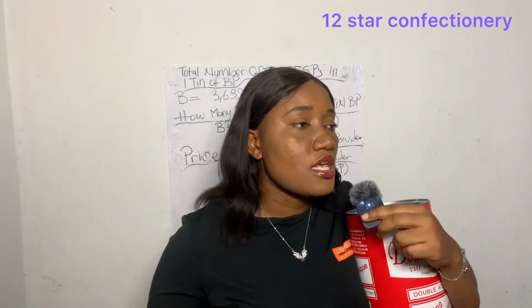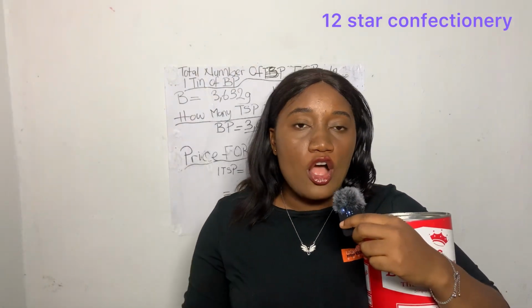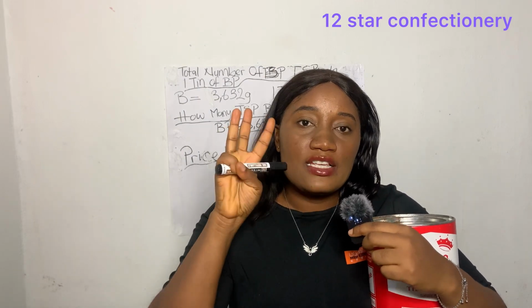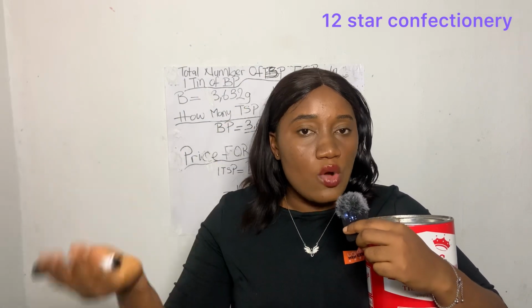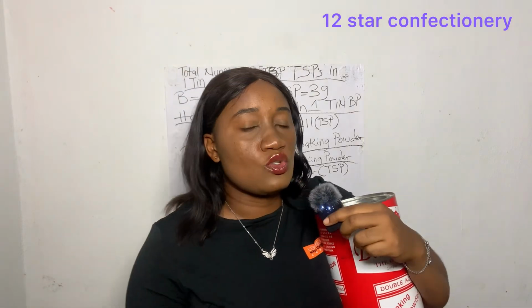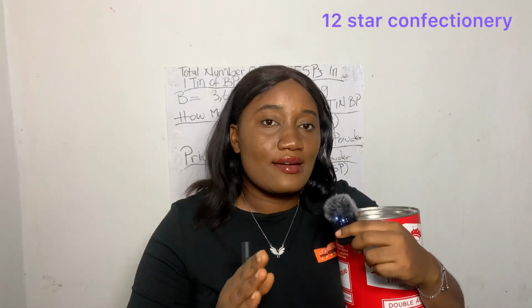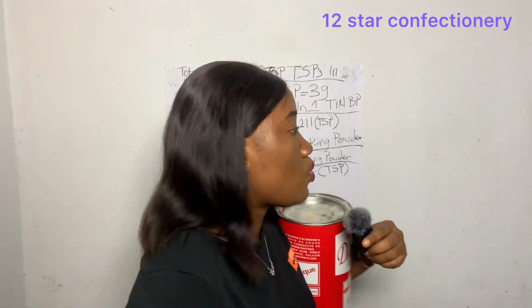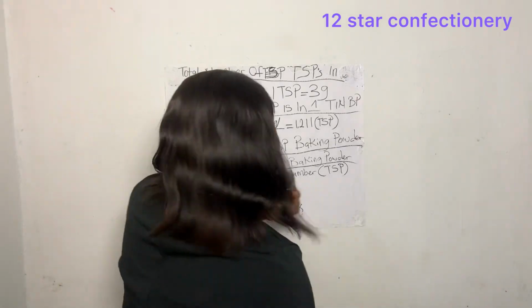Place it on your scale, it will give you 9 grams. And we all know that 3 teaspoons is approximately 1 tablespoon. So let me not confuse you, but just know that 9 grams is equal to 1 tablespoon, or 1 tablespoon is equal to 9 grams.